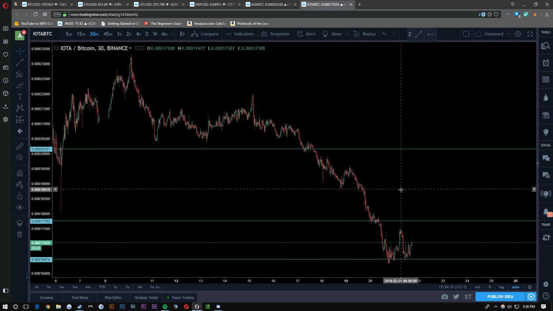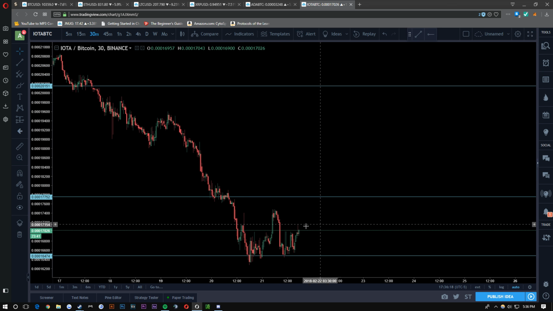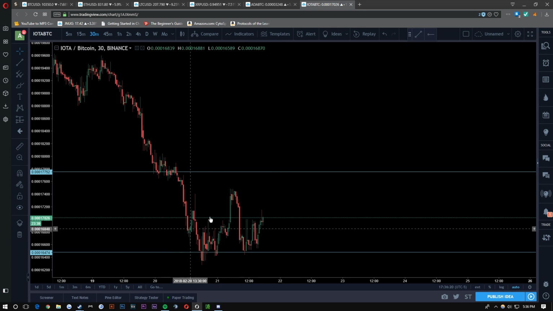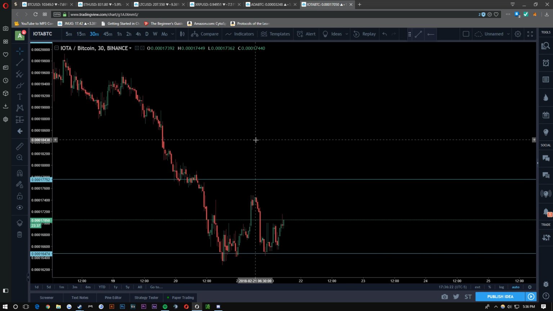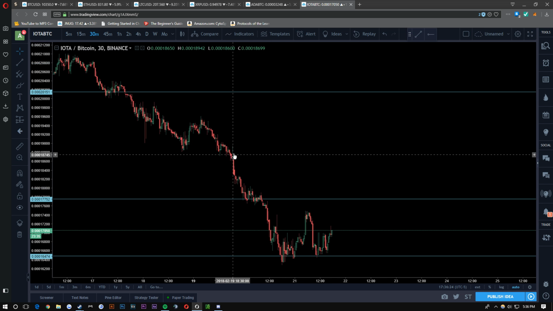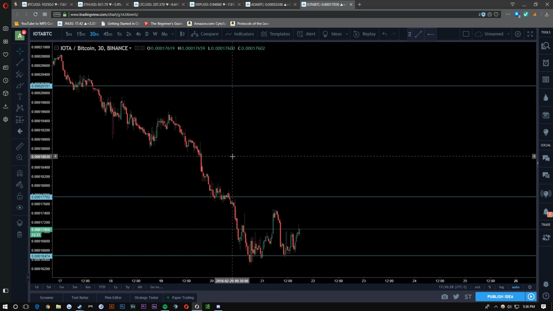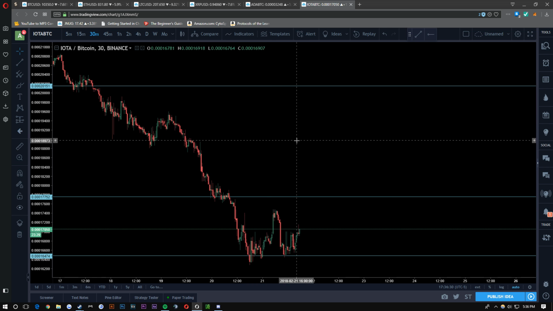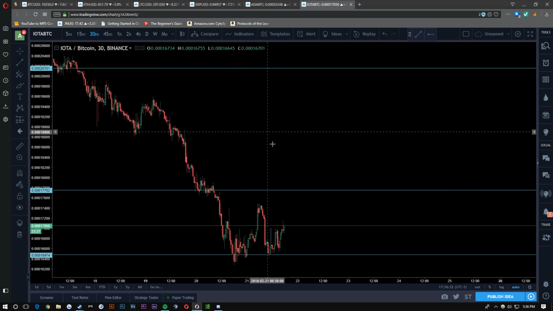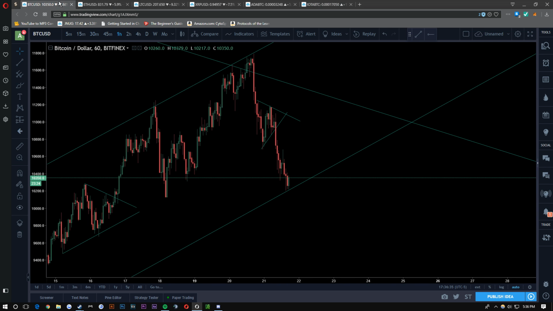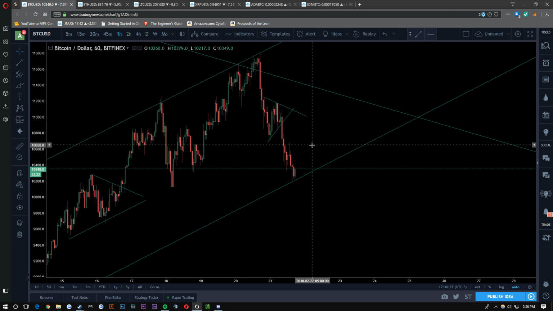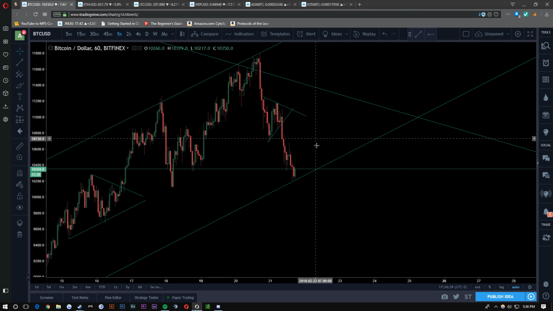If I'm gonna go on the 30-minute, try to find anything, double bottom at least, but no, not really anything. No clear patterns at least. So yeah, those are my thoughts, at least for the market today.